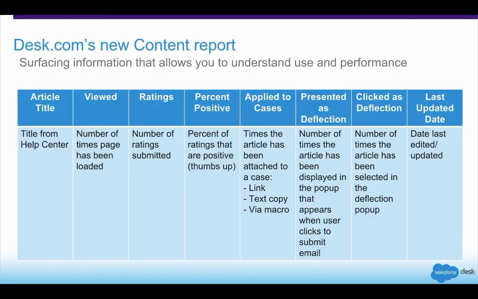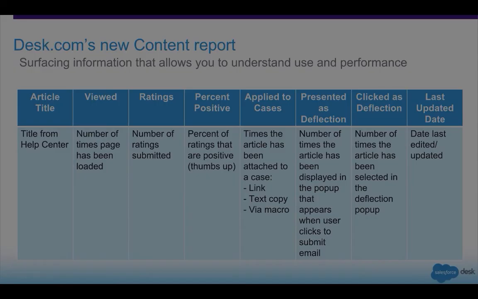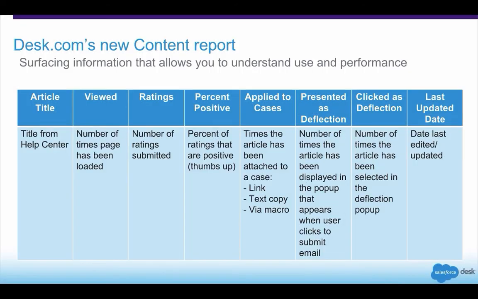So our new content report is going to be formatted somewhat like this. We'll show you the article title. We show you the number of times the article's been viewed, and that's both by your internal agents as well as external customers. We have ratings in our articles, and so we'll show you the number of times that ratings have been submitted during the time period you specified for the report. We'll show you the percent of those ratings that are positive. We show you the times that those articles have been applied to cases, and this is really important because this shows how your agents are utilizing your knowledge for the customers.